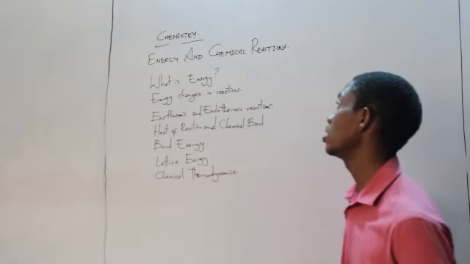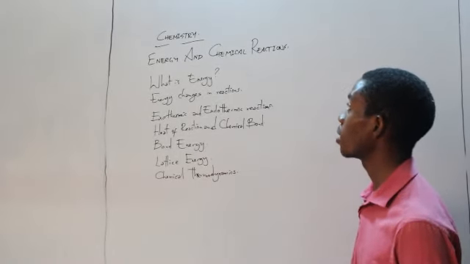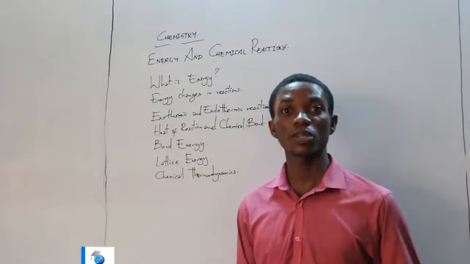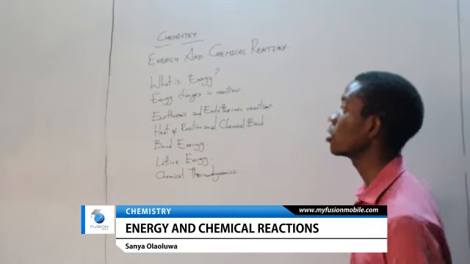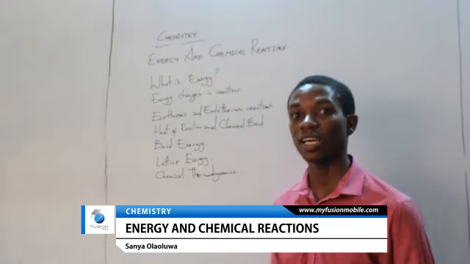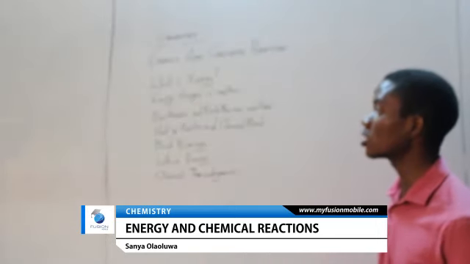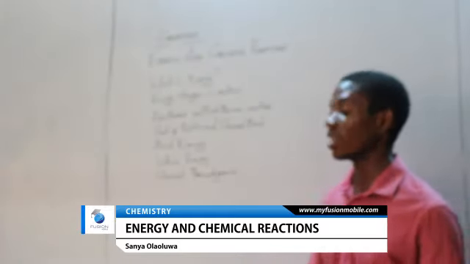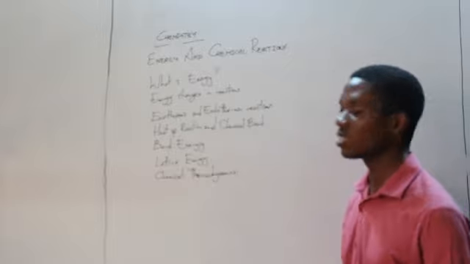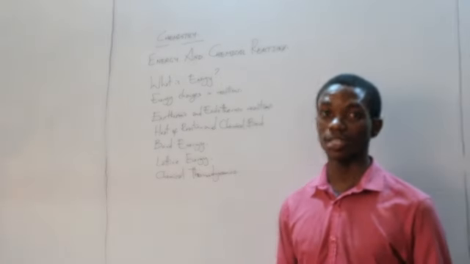Let's consider quickly energy and chemical reactions. So in this particular lesson, we'll look at what is energy. We'll talk about energy changes in chemical reactions. We'll look at exothermic and endothermic reactions. We'll also consider heat of reactions and chemical bonds, and then bond energy, lattice energy, and chemical thermodynamics. All right, let's go into it.